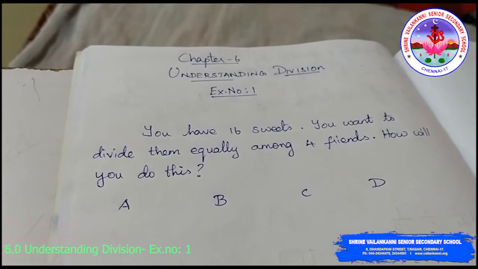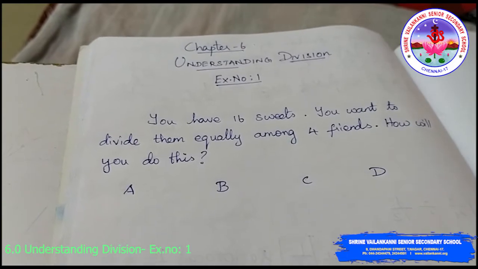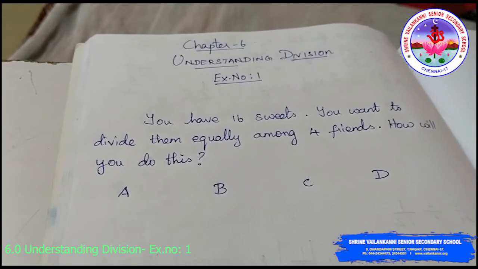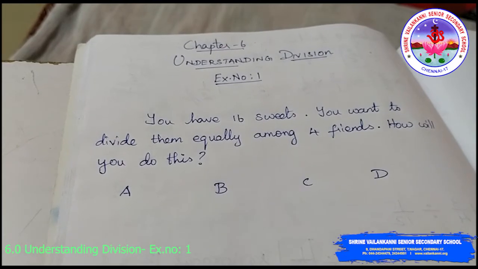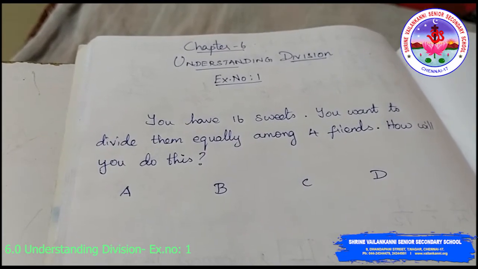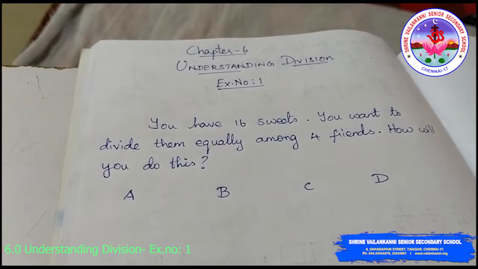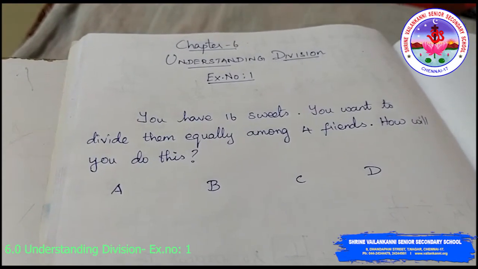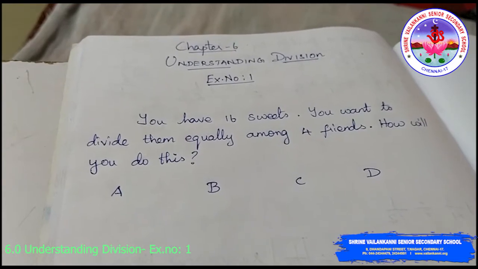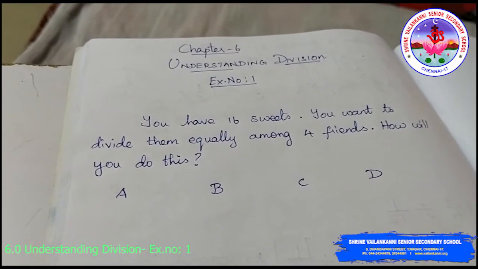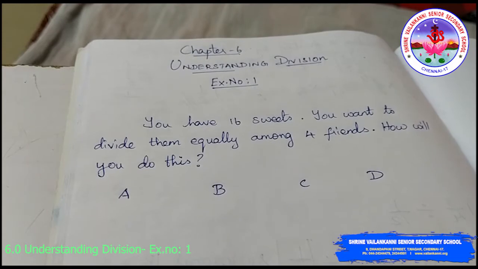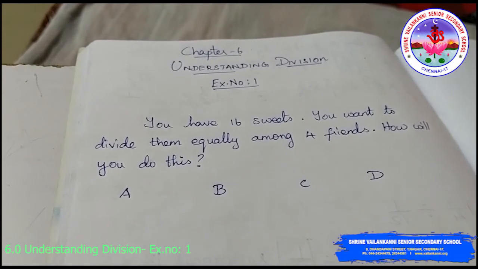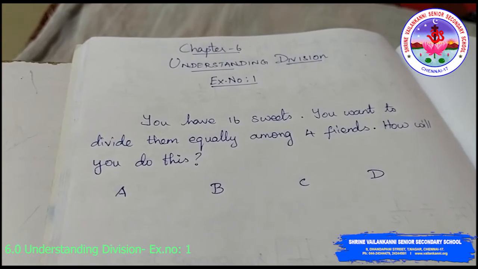I have given a situation, so you just imagine the situation in your mind. You have 16 sweets. You want to divide them equally among 4 friends. How will you do this? You have 4 friends, not including you. Just imagine apart from you, you have 4 friends, and you are going to split the 16 sweets among the 4 friends equally.